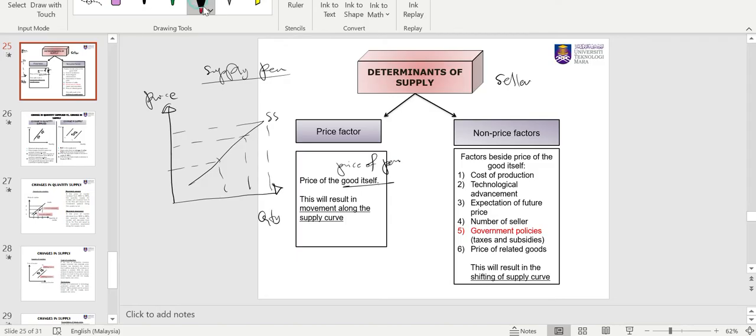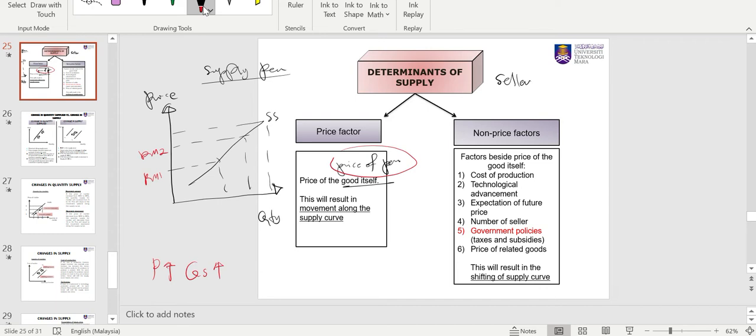Here it says that if there is a change in the price of pen, the price of the good itself, because we are talking about the supply of pen, it will result in a movement along the supply curve. Meaning that the supply curve doesn't go anywhere, it is static, but there will be a point of movement along the supply curve. For example, if the price changes from RM1 to RM2, the law of supply says if the price increases, quantity supplied will also increase because sellers go for profit. If the price is expensive, they can get more profit. That's why they are willing to sell more.